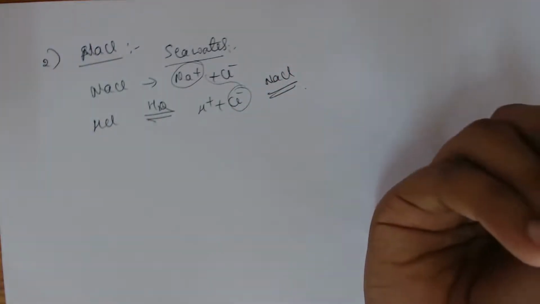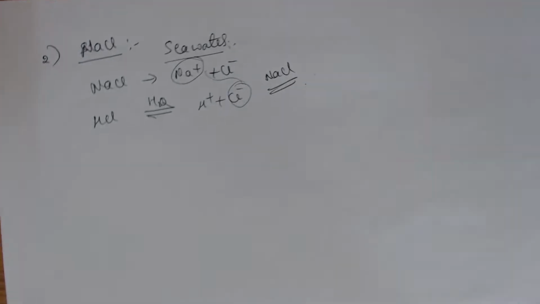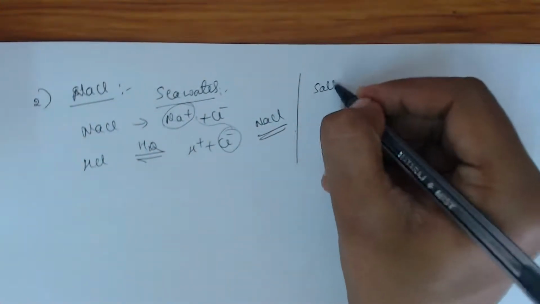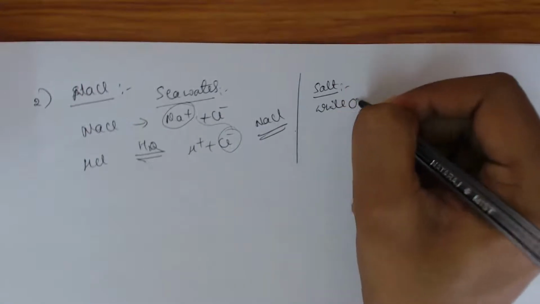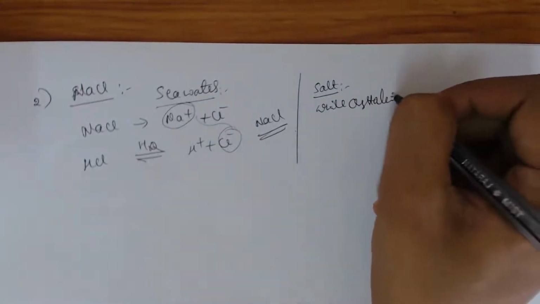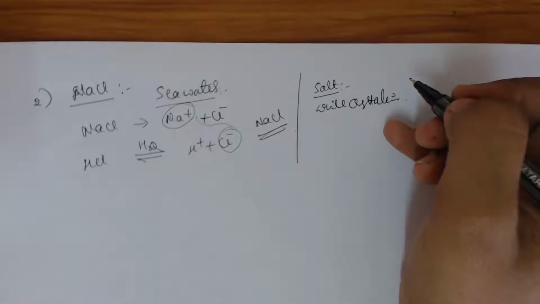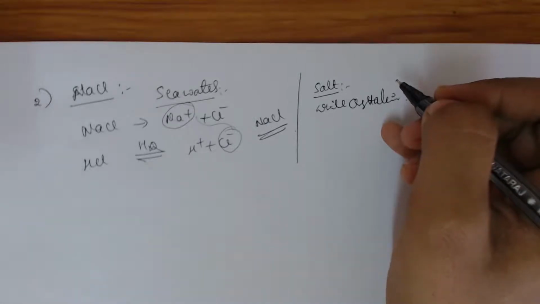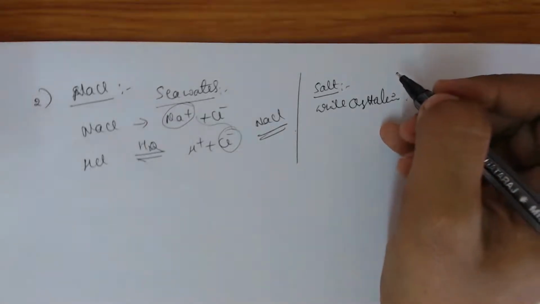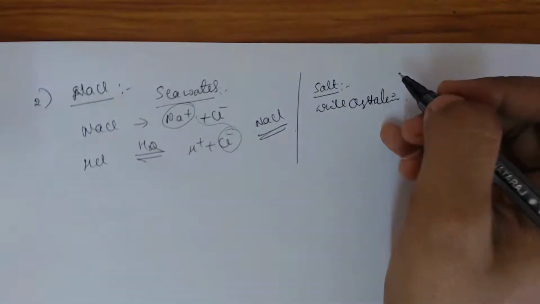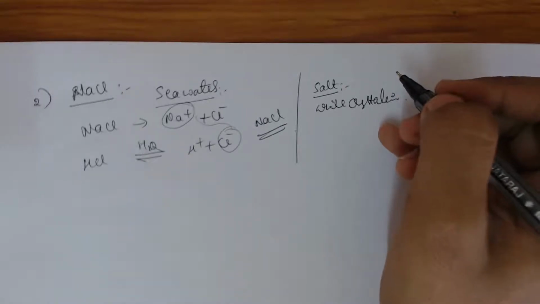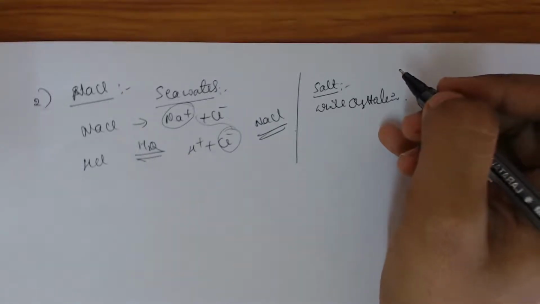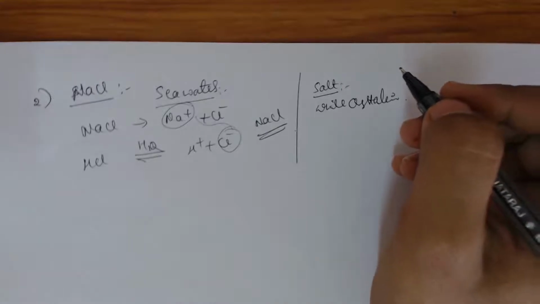Okay, so next, this NaCl is also a common salt we use in our daily life, a white crystalline solid, easily soluble in water. Its solubility decreases with increase in temperature. If temperature increases, the solubility decreases. Why? Because if the temperature increases, the evaporation takes place. Because of the evaporation, the volume of the liquid decreases. That's why solubility decreases.